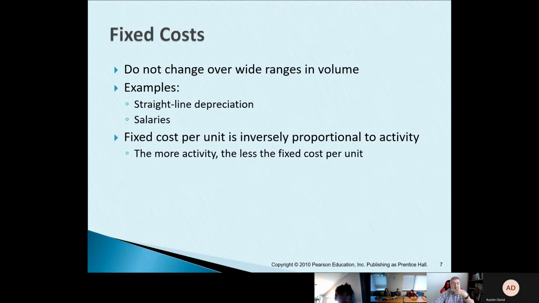$20 a table. If you make one table, my cost is $400 per table. But if you make 20 tables, my cost is $20 a table. $20 per table. Okay? So the more you make in that same period where we have a fixed cost, the less per unit it is.